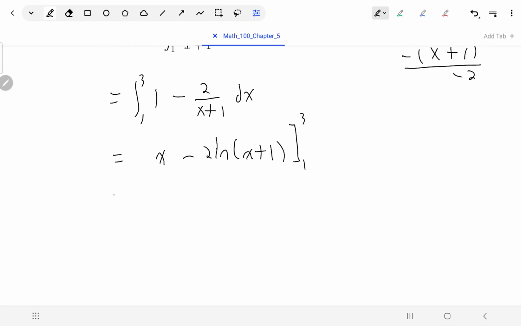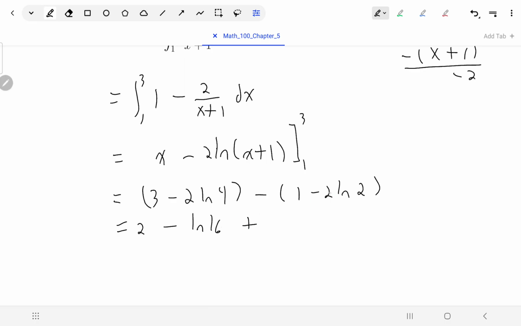So when we evaluate at 3, we'll have 3 minus 2 times natural log of 3 plus 1, and then we'll have minus 1 minus 2 times natural log of 2 plus 1. I can do a little bit of cleaning things up here just to make things nice. I have a 3 minus 1, which is 2. I have a natural log of 16. I have a plus natural log of 2 squared, which is 4.